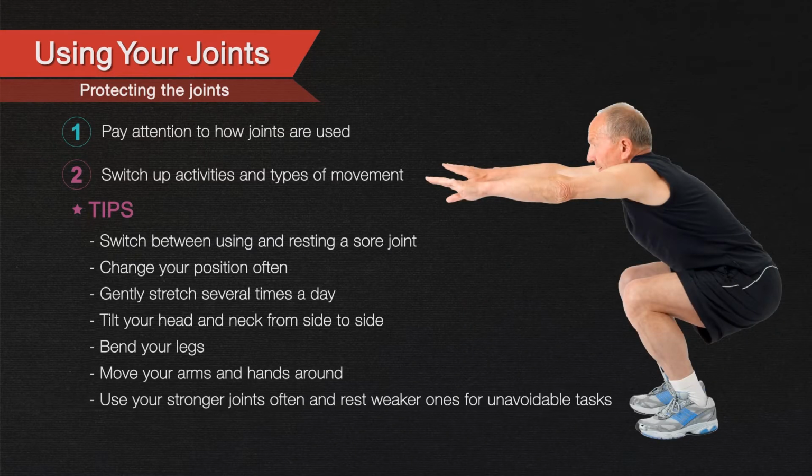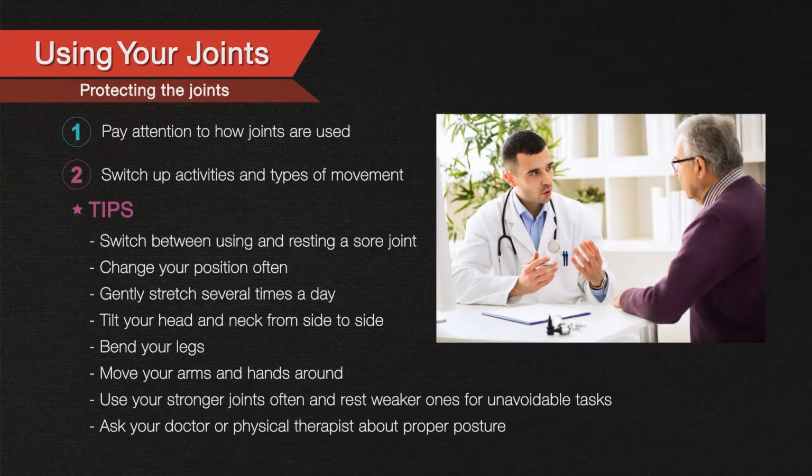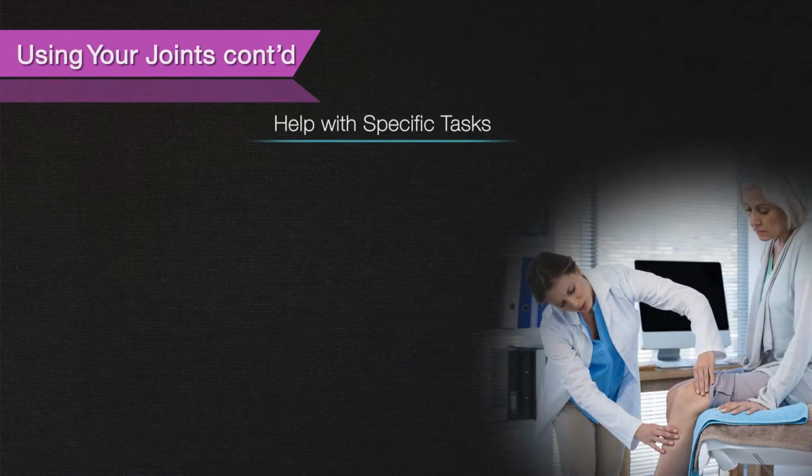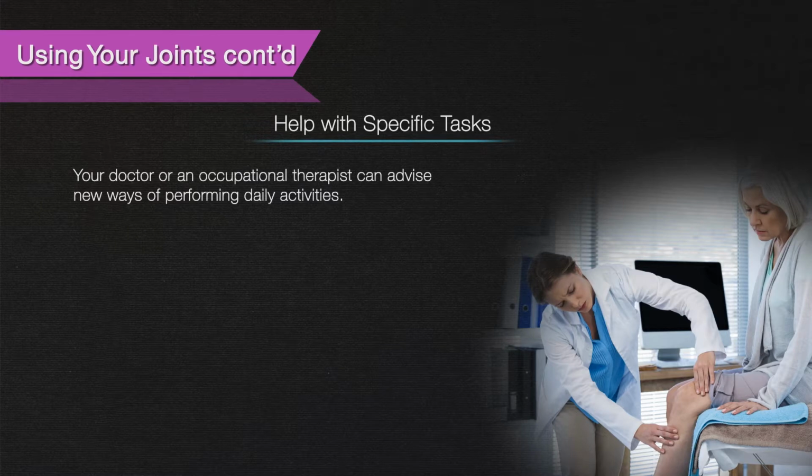You can use your strongest joints when possible and save your weaker joints for tasks where the use of them cannot be avoided. You can talk to your doctor or physical therapist about your posture. Ask if you are standing, sitting, or walking in a way that stresses your joints. You can help ease symptoms by learning new ways to do everyday activities. Your doctor or an occupational therapist can give you ideas.